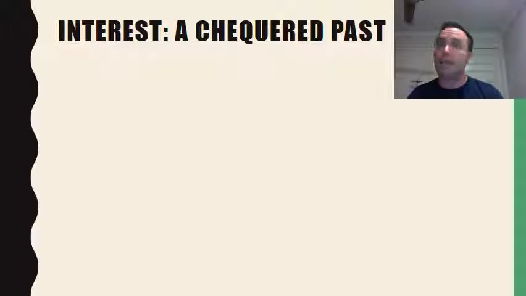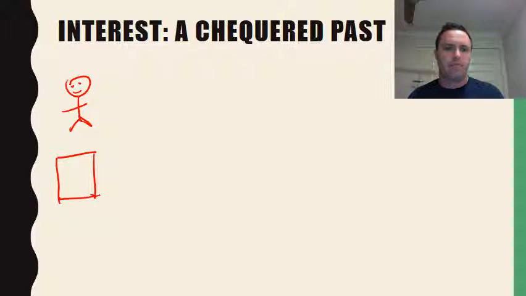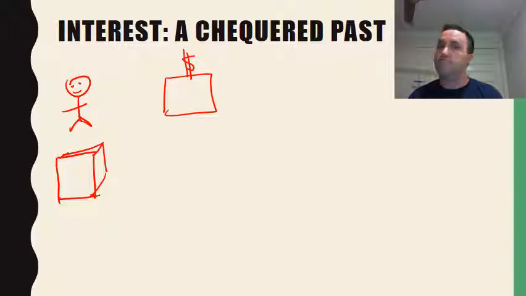Okay, interest, a checkered past. So the idea of interest is, if Billy Bob here wants to borrow some money, he looks in his pockets, got nothing, and he wants to build a brick cube because he's really into bricks, wants to build a big cube of them. He doesn't have enough money, so he asks the bank to lend him some money.